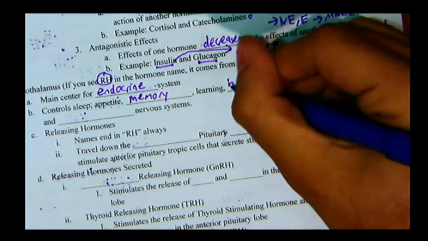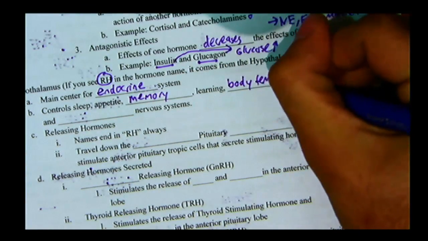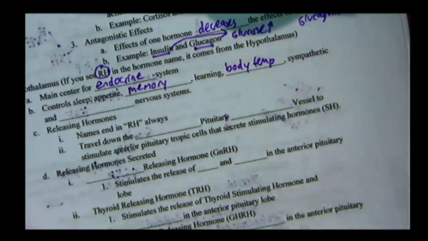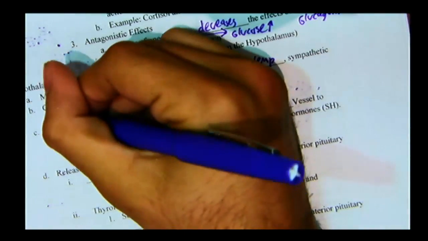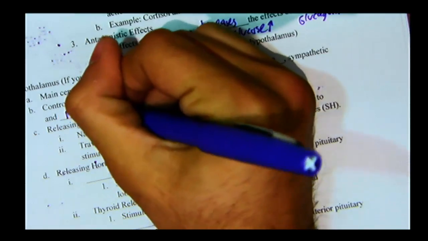Anyway, so now we have releasing hormones. The names always end in RH. So it travels down which vessel? Do you remember the name of it?